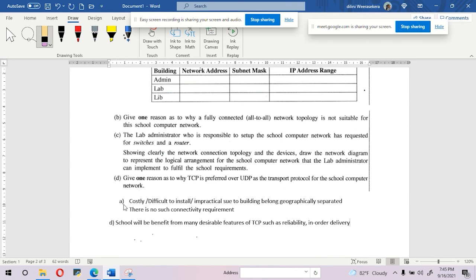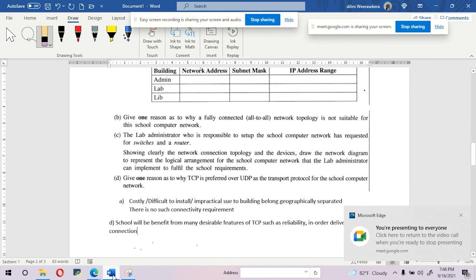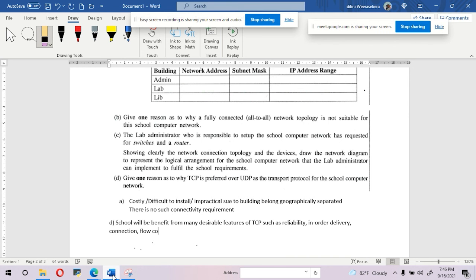So what are the other things? You can say connection oriented nature. Then we can say flow control is there. And then congestion control. You don't need to write all, but write a few. Error recovery. And retransmission of data packets.